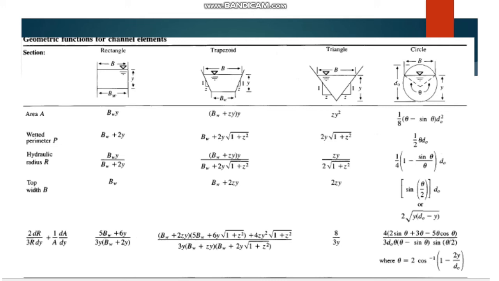Here are the rectangular, trapezoid, triangle and circle kinds of channels, and how we can calculate the area, wetted perimeter, hydraulic radius, and the top width, which is b, and whatever we needed for the previous equation.